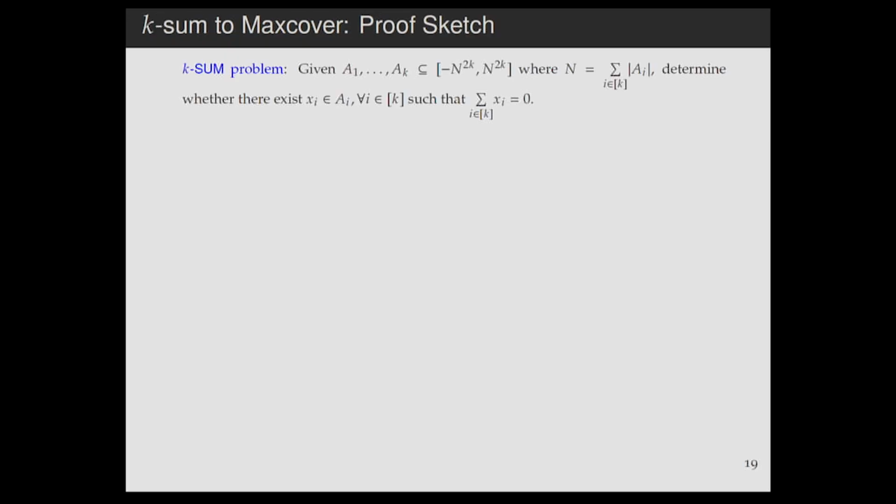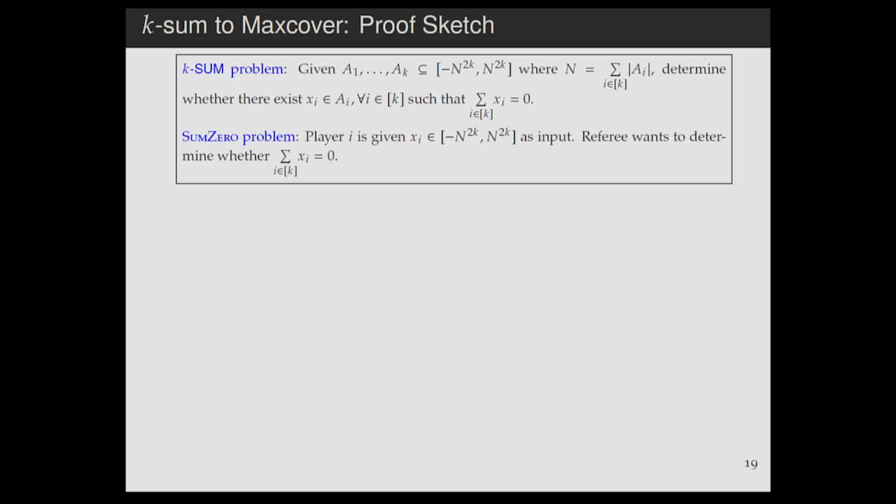Recall that in K-sum you have K sets. You want to pick one number from each set such that the sum is 0. What is the corresponding communication problem? In K-sum it's kind of clear. The corresponding communication problem is what we call Sum0 here: each player i receives the input x_i, which is an integer, and together they want to check whether the sum of x_i is equal to 0. This is the Sum0 problem. And again, we assume that each x_i is not too large, no more than n to the 2k in magnitude.